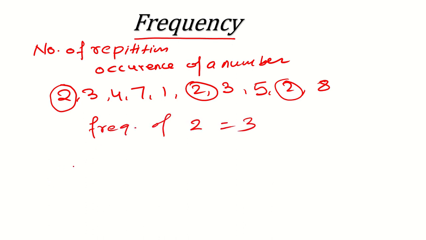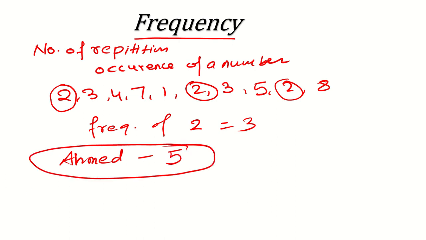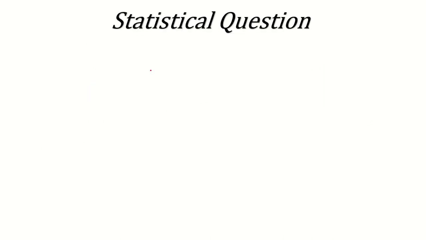Similarly, in one class maybe there are 5 students named Ahmed. So the frequency of Ahmed will be 5. So what is the frequency? How many times that particular number or object is repeated. If I ask you what is the frequency of 8 here, you will say the frequency of 8 will be 1, because 8 is written only one time. So I'm sure you understood the meaning of frequency: the number of repetitions or occurrences of a number.